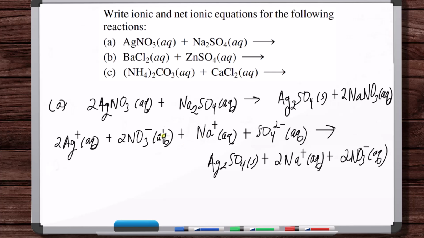Now, for the net ionic equation, we just cancel any spectator ions in the ionic equation. So these 2 NO3 minuses are spectators. This is 2 Na plus, the subscript 2 here. And these are spectators, so we're left with the net ionic equation.